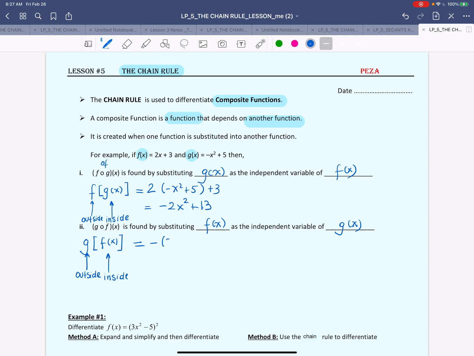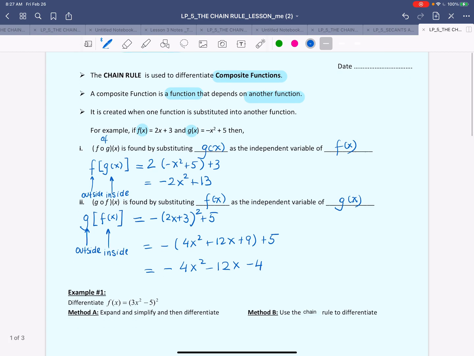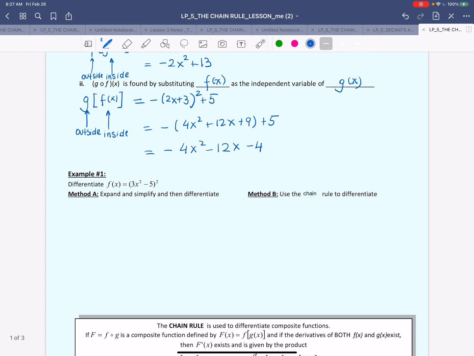So we'll write 2x plus 3 instead of x. X is squared, which means that we have to bring this to the power of 2. And continue writing the rest of the equation of function g plus 5. Expand and simplify, and we get 4x squared plus 12x plus 9 plus 5. Remove the brackets. Negative 4x squared minus 12x minus 9 plus 5 minus 4. So this would be the equation of g f of x.